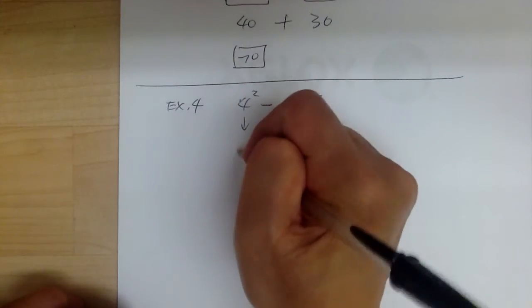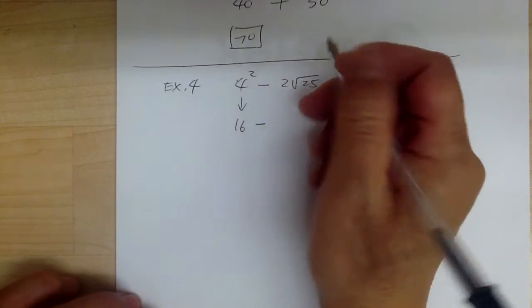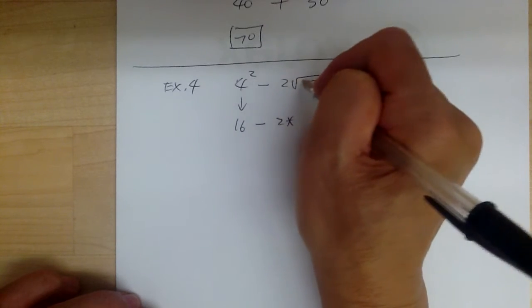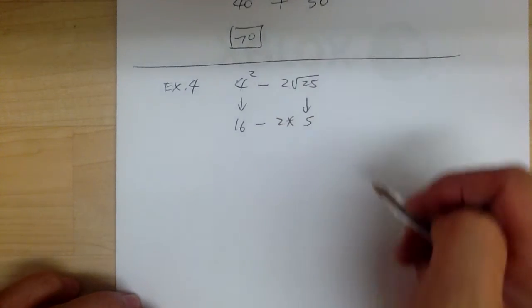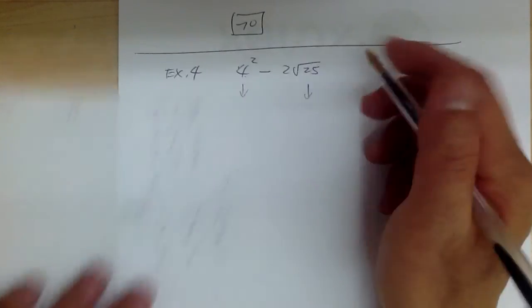So this one will give you 16. Now you don't have to draw the arrow. I'm just drawing the arrow to help you follow what's going on. Now this means times. When you have nothing here, that means it's multiplication, and this means 5. So you can do the exponent, the power. Do the exponent and the square root first.